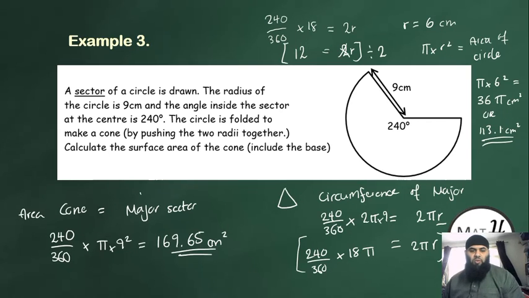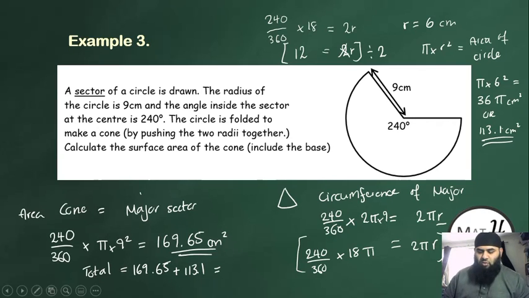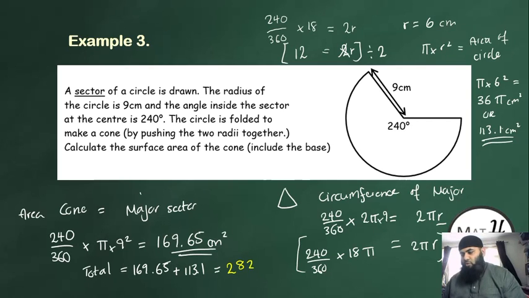So in total, we're going to add: the total surface area equals 169.65 plus 113.1. Let me just change the color so you can see that this is the main thing that we work out. This color, brighter. 113.1 plus 169.65 gives me a total surface area of 282.75 centimeters squared.